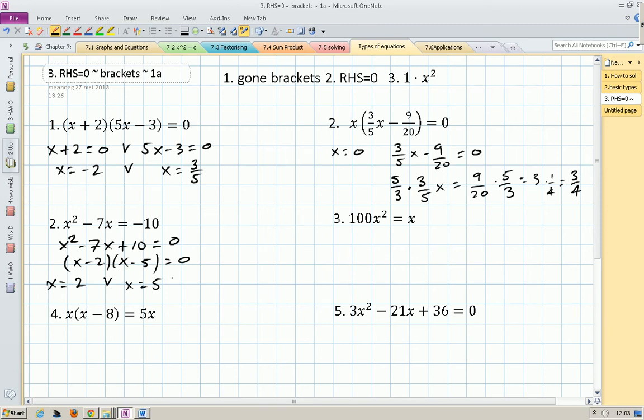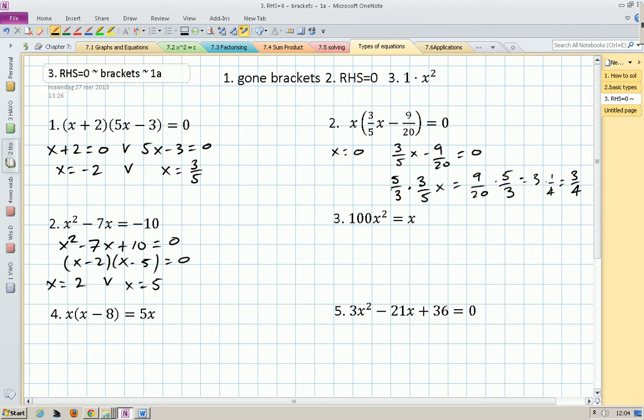All right. So now in this case, there were no brackets, so that step was not necessary. In this example, only the right-hand side equal to 0 was relevant.